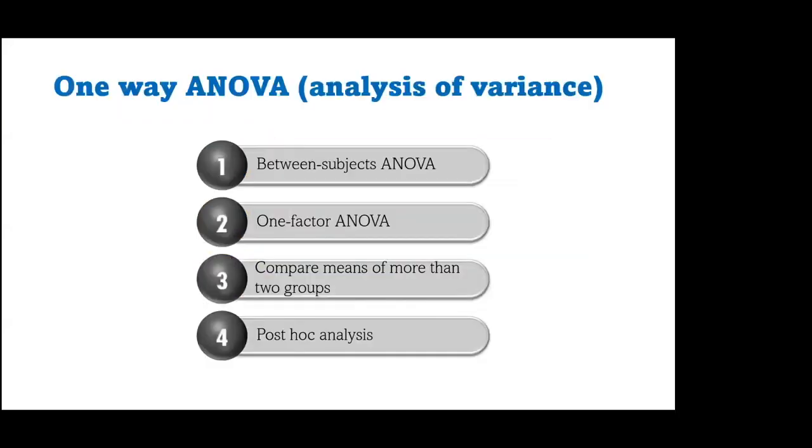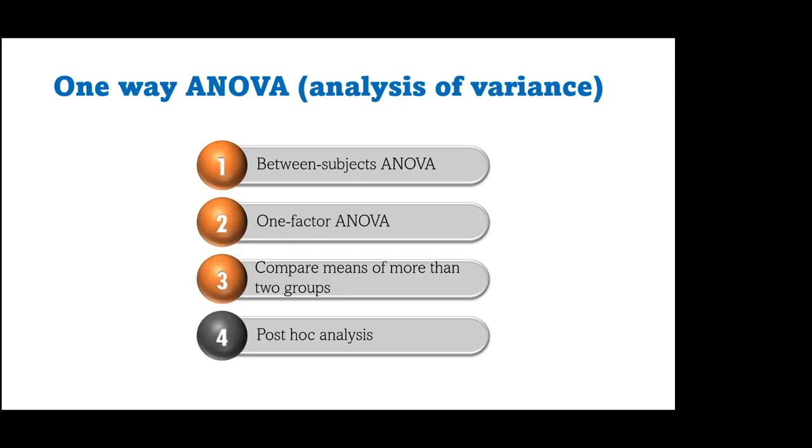So this one-way ANOVA is known as the analysis of variance. That term only says that we are analyzing variance, and it is also known as the between subject ANOVA, one factor ANOVA. In this, we compare the means of more than two groups.